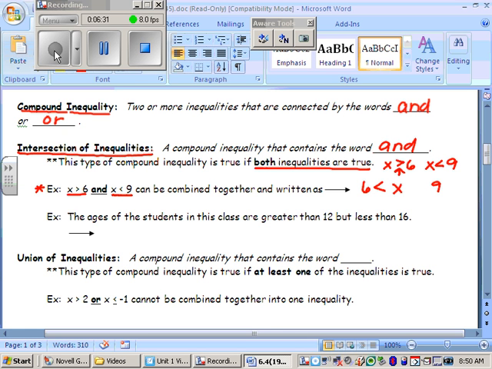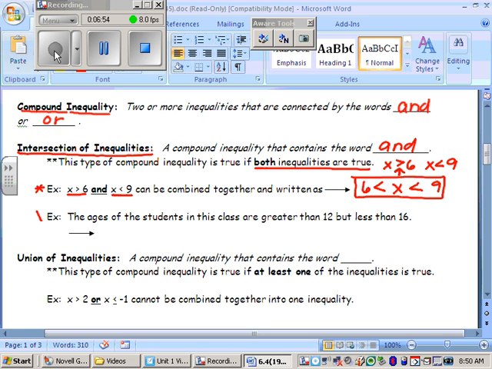So you want to make sure the inequality points to the 6. For x is less than 9, it's pointing to the x. So when we drop it down, it will also point to the x. So this is what a compound inequality looks like when we use the word and. And this tells us there are solutions that are being shared by both inequalities.